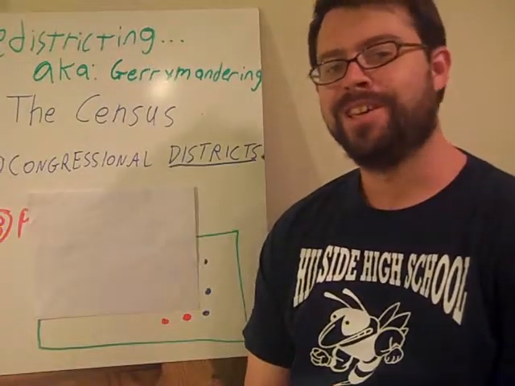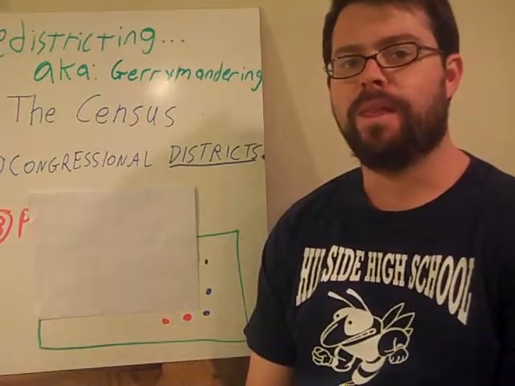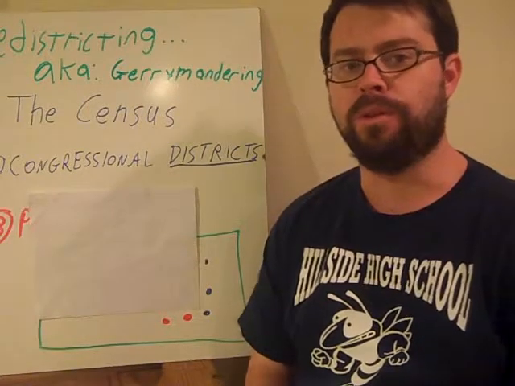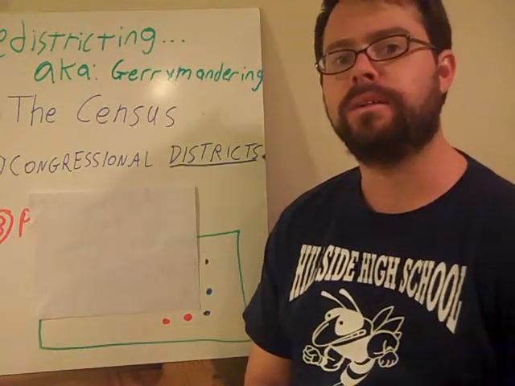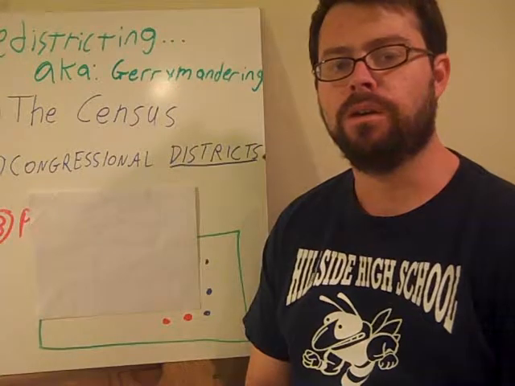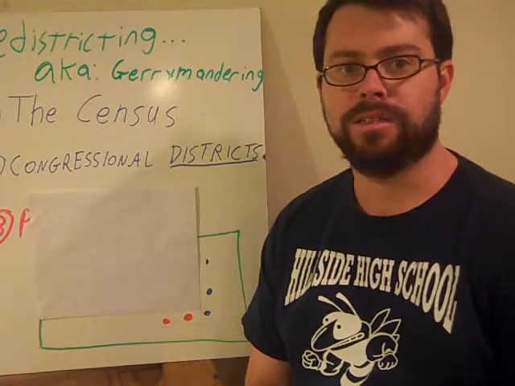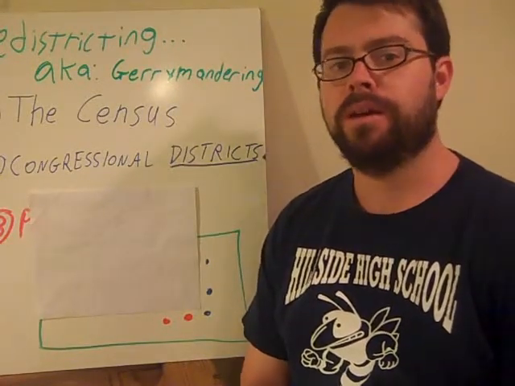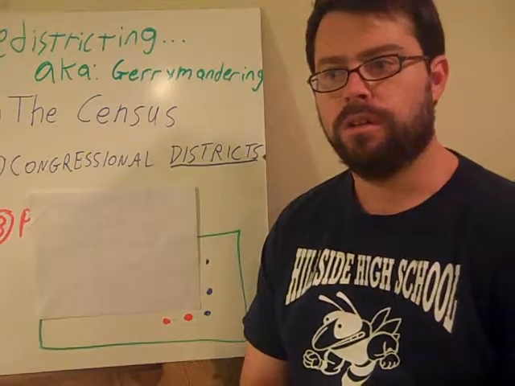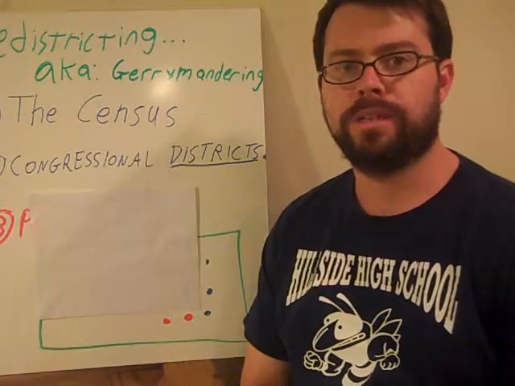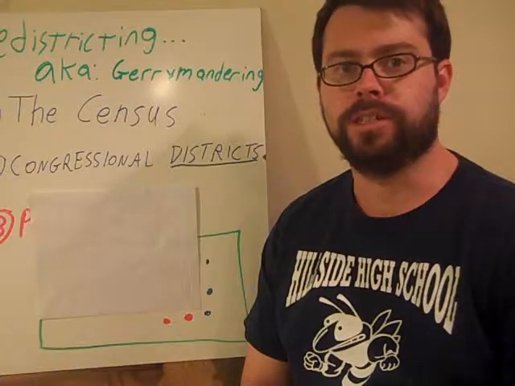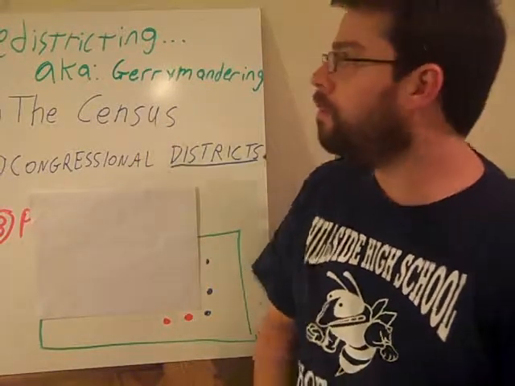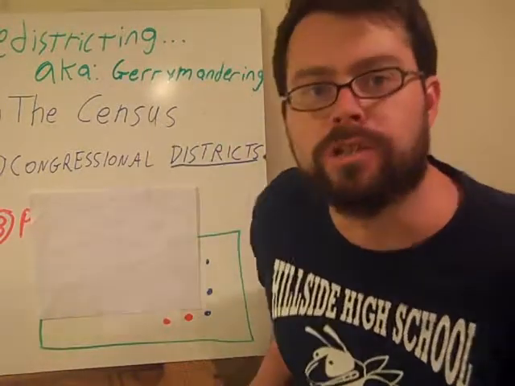Welcome to class. We're going to talk today about another way that partisanship, or the loyalty to your political party and the desire to make sure your party maintains power, affects politics. This is a very important topic. It's very controversial. Both parties take advantage of this process to give themselves an advantage in elections. So what we're talking about is redistricting.